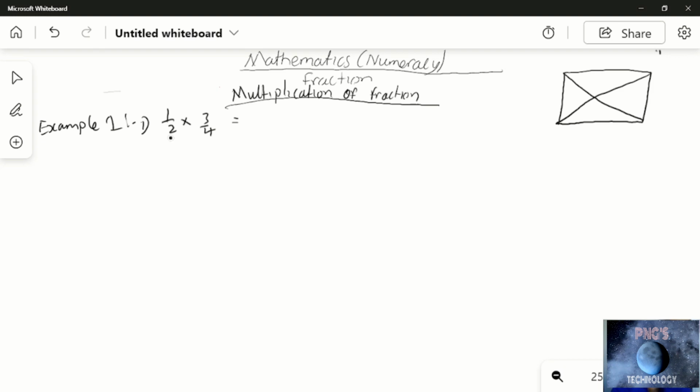In this case, you just multiply them: 1 times 3 and 2 times 4. So we have 1 times 3, which is 3, all over 2 times 4, which is 8, and that's our final answer, and that's correct. So question 2.